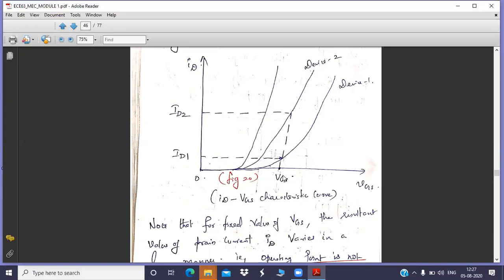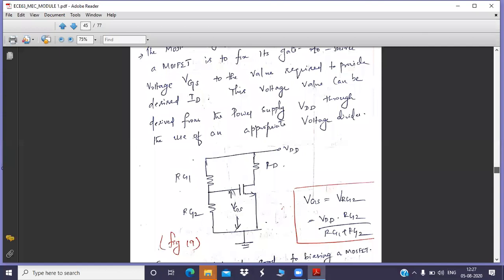How did you fix VGS? Anybody, how did you fix VGS? By fixing RG1 and RG2 using this equation. Resistances have long life. There may not be change in resistances. Assume that it is fixed, assume that it is constant. So RG1 and RG2 being constant, and if there is no supply variation, VGS is going to be constant.